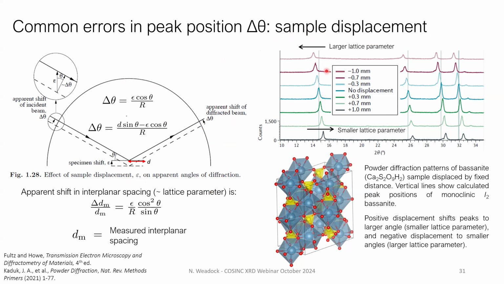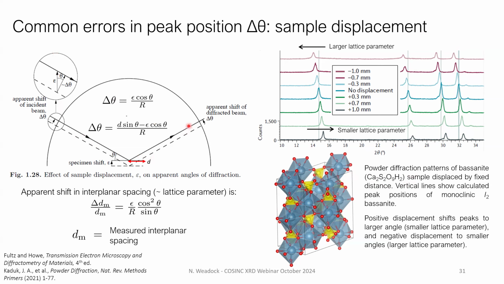Basically, if you have sample displacement, your ideal diffraction pattern here in blue, with the peaks matching the expected positions, will shift one way or the other based on the magnitude and direction of your displacement. So you can see that if your sample is higher than it should be, you're going to measure angles that are higher than they should be, and that will give you a smaller lattice parameter. And the reverse for samples that are too low. And this is a bassanite mineral diffraction pattern here.